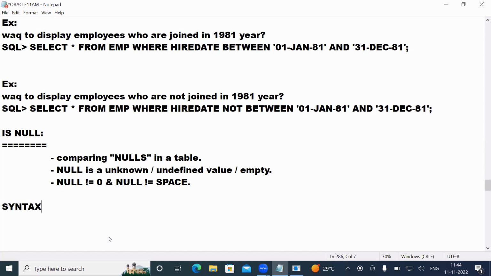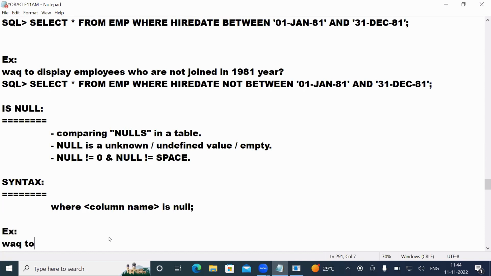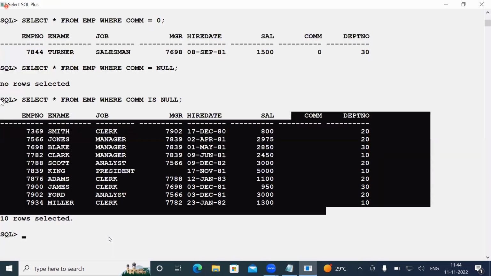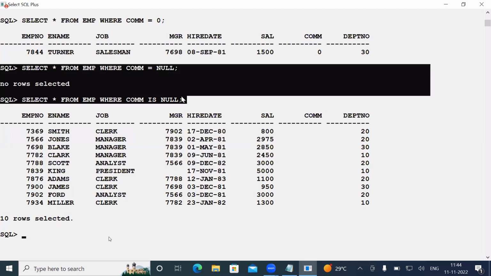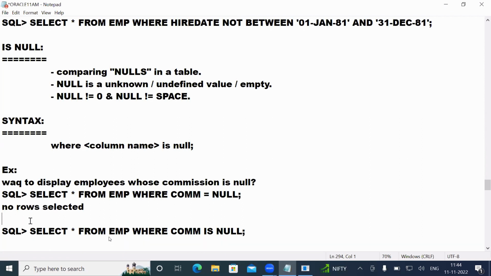And what is the syntax here? I write my column name, then IS NULL, that's it. For example, my first example: write a query to display employees whose commission is null. If you write it as equals null, it shows no rows. And if you write IS NULL here, yes, it is allowed.